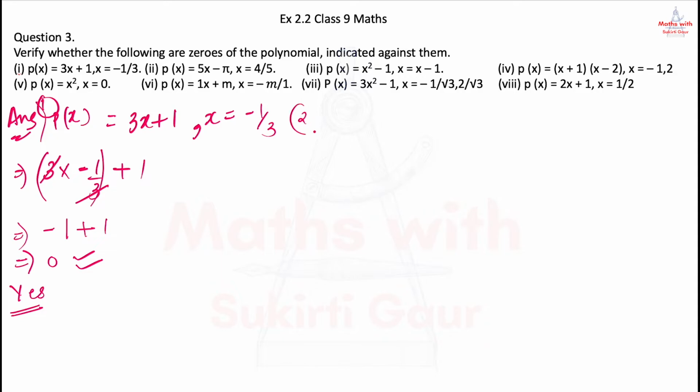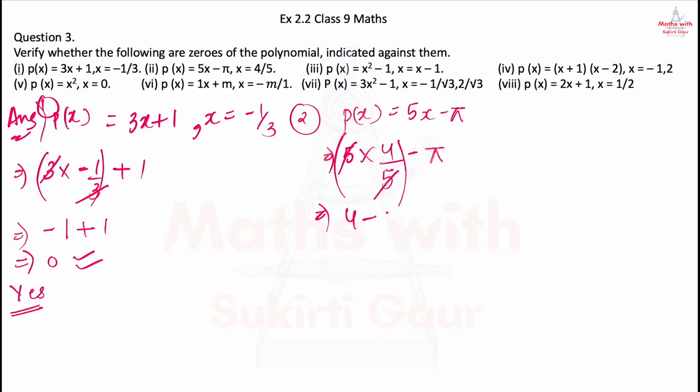Now, in the second part, p(x) = 5x - pi. We are going to take x = 4/5. 5 into 4/5 minus pi. First we will solve multiplication. So 5 got cancelled and we get 4 minus pi. And the value of pi is 22/7.